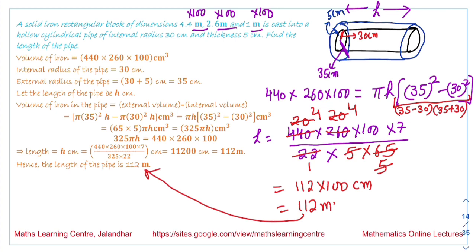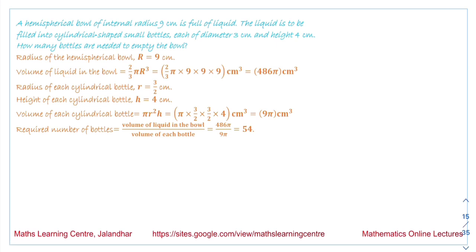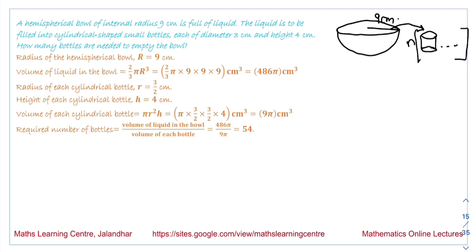Now the next question we have is, a hemispherical bowl of internal radius 9 centimeter is full of liquid. The liquid is to be transferred into cylindrical shaped small bottles. Suppose there are n such bottles, each of diameter 3 centimeter. The radius of each of these is 3 by 2 centimeter, and the height of each bottle is equal to 4 centimeter. So how many such bottles are required?